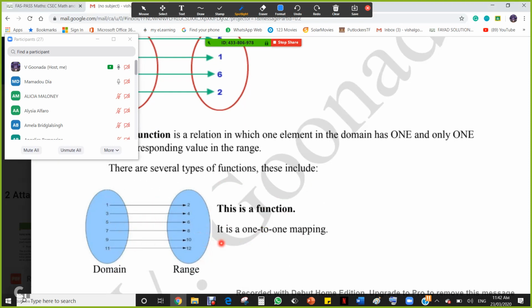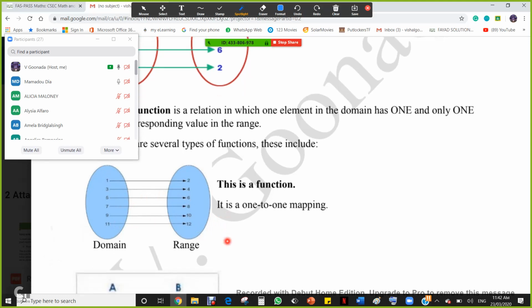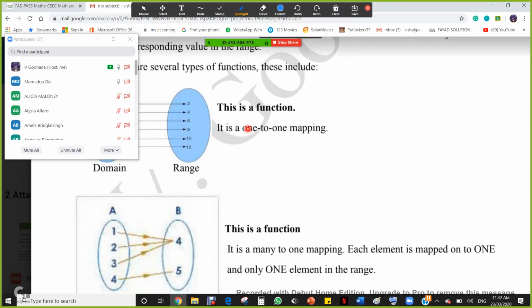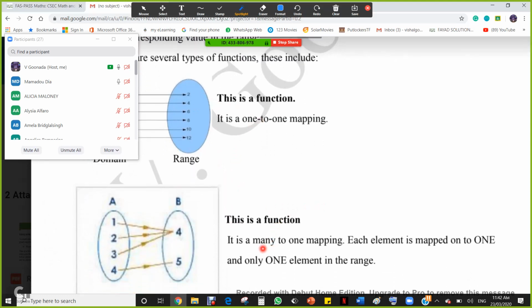Are you all seeing that? Yeah. All right. So this is a function here. Look at this one here. This is also a function. So it is a many-to-one mapping. So each element is mapped onto one and only one element in the range. So as you can see here, each element is mapped onto one. Let's make it make a little more sense, right?